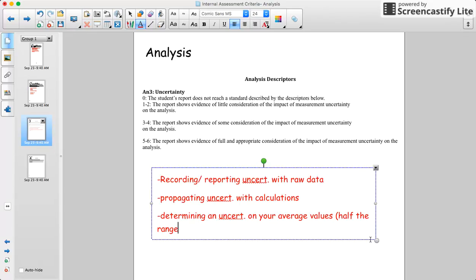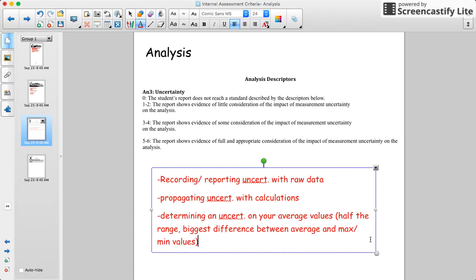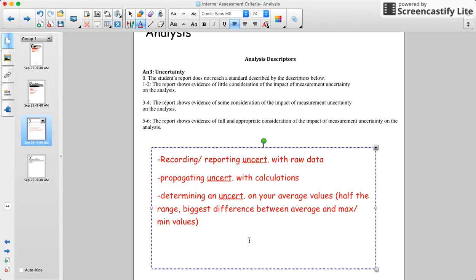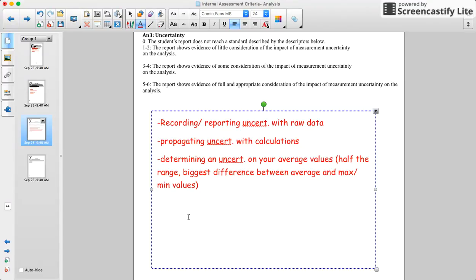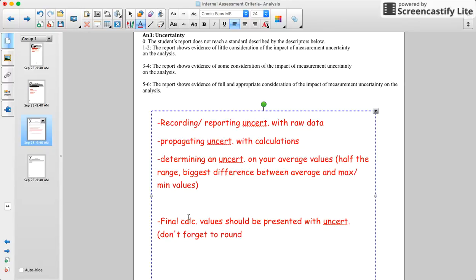It's a rough way to come up with uncertainty based on all of your different trials: half the range, or the biggest difference between average and max or min values. That's a way to come up with it. So full consideration means you started off with uncertainties from your equipment with your raw data, you've propagated it through with any calculations, and you've come up with uncertainty values on any average values. And then continuing on from that, any final calculated values should be presented with their uncertainty values. Don't forget to round to match the uncertainty.